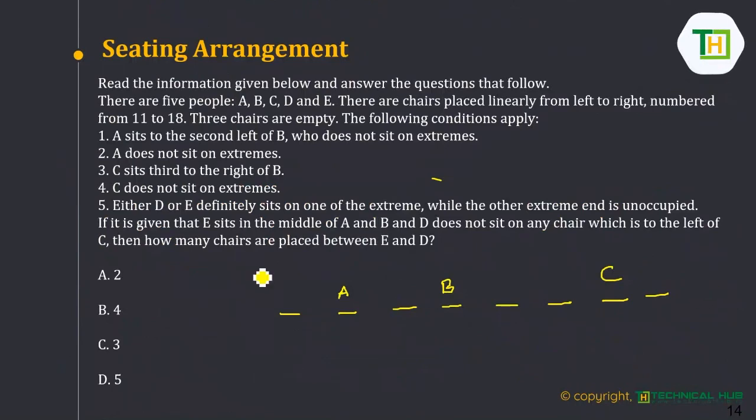Next one, either D or E definitely sits on one of the extremes, while the other end is unoccupied. If it is given that E sits in the middle of A and B, so E's position is given. E sits in the middle of A and B, so this is the E position. D does not sit on any chair which is to the left of C.